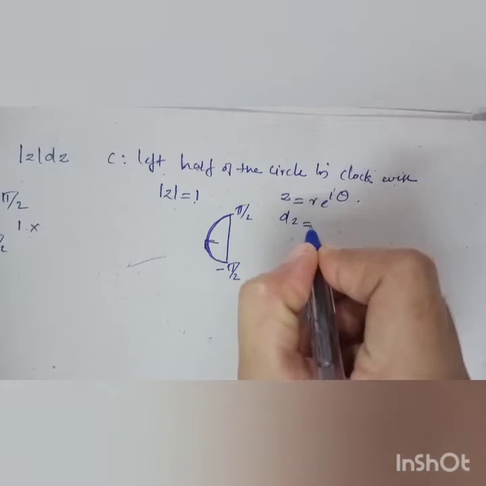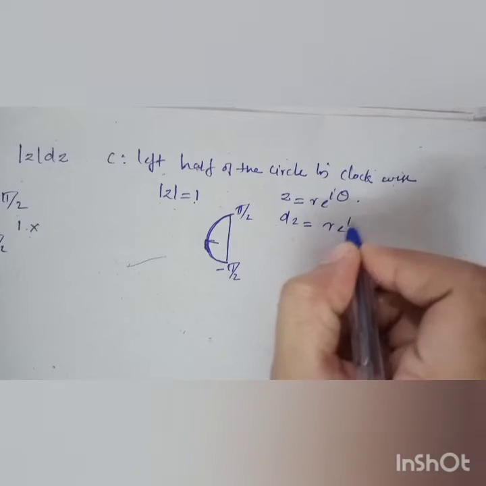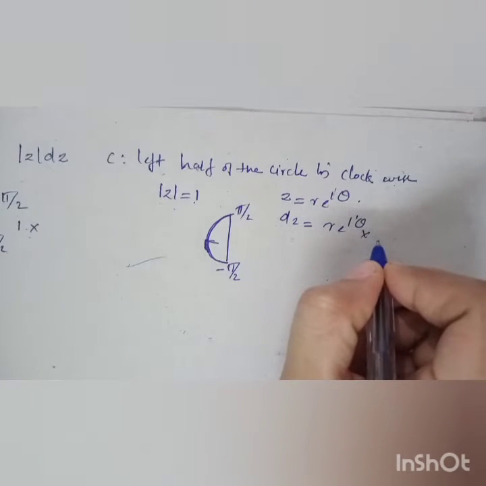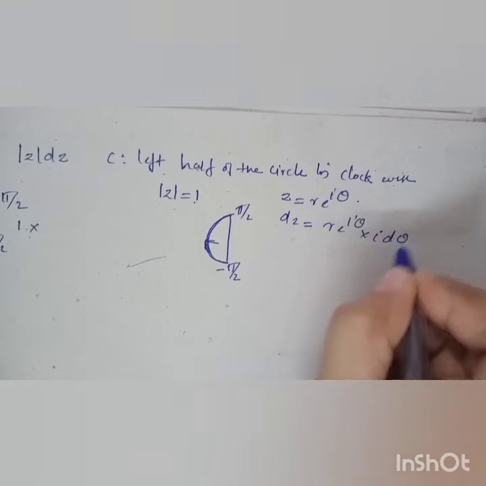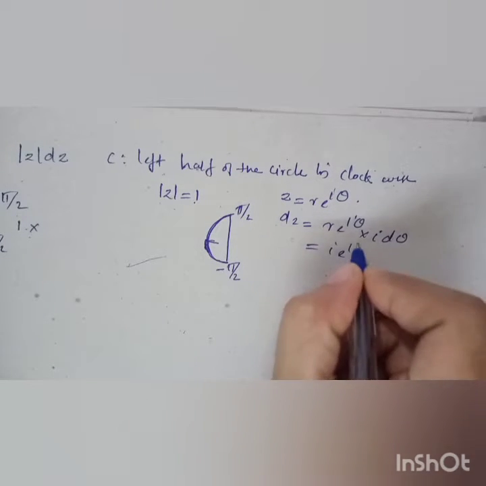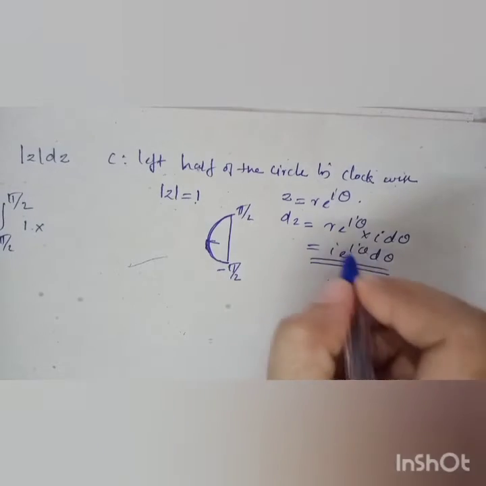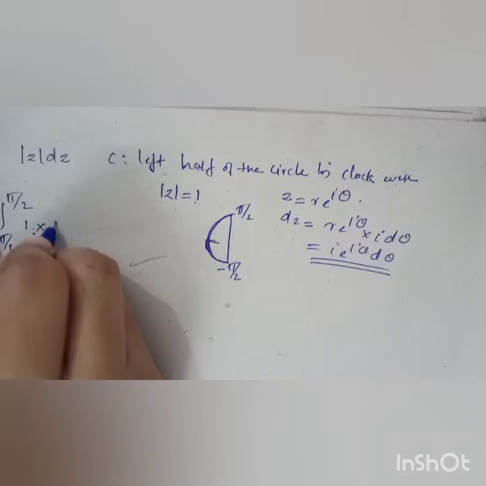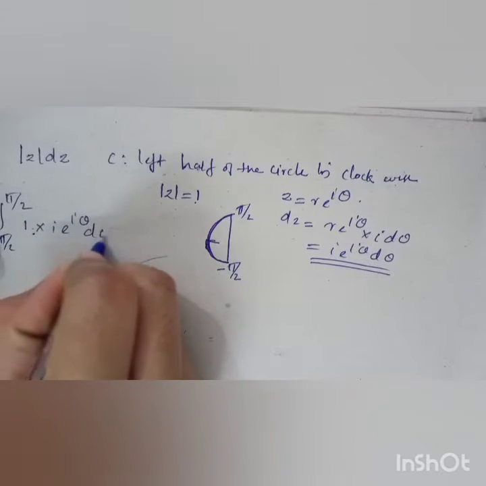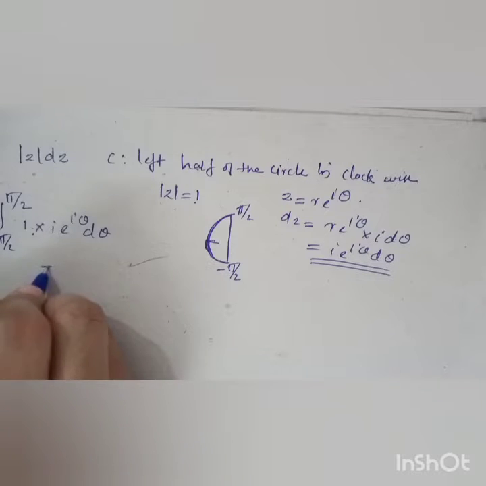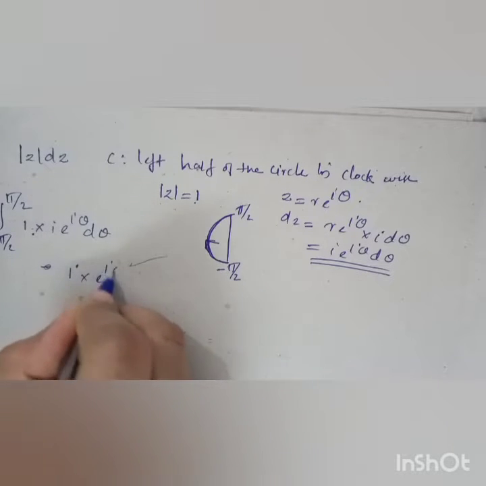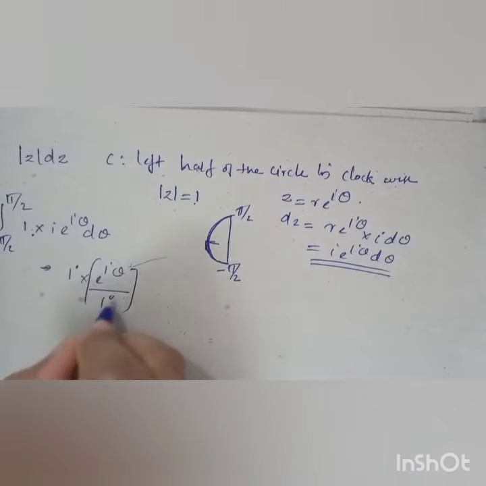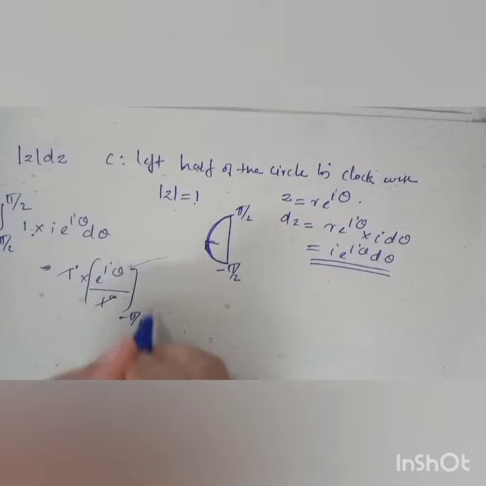dz is equal to r e raised to i theta into i d theta. So r is 1, so i e raised to i theta d theta. So we have to substitute dz also there. Mod z is substituted, and i e raised to i theta d theta. So that is i e raised to i theta by i, from minus pi by 2 to pi by 2.